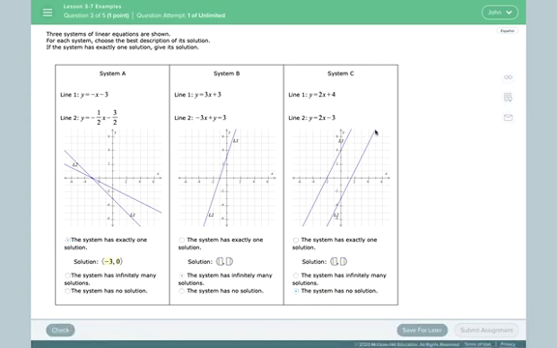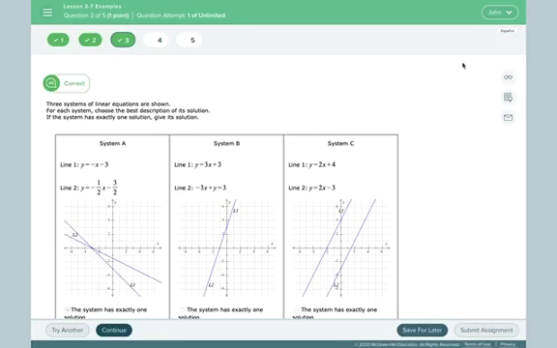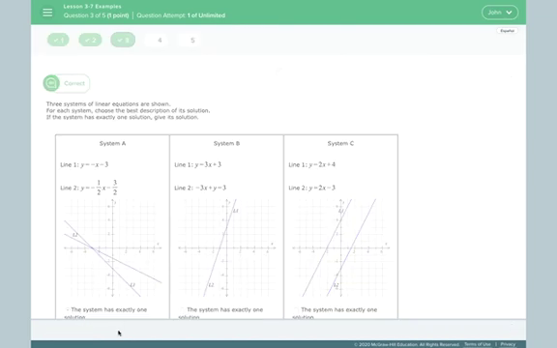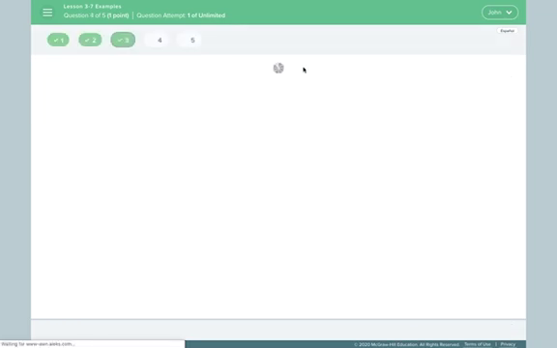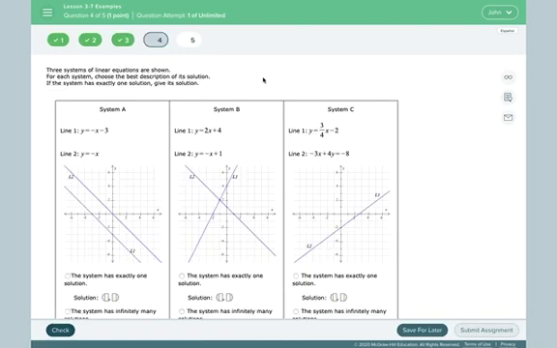All right, let's try one more. So system A again. Let's see, oh wait, we did this one. I keep forgetting to move on. Thanks for bearing with me, guys, and my technology glitches.